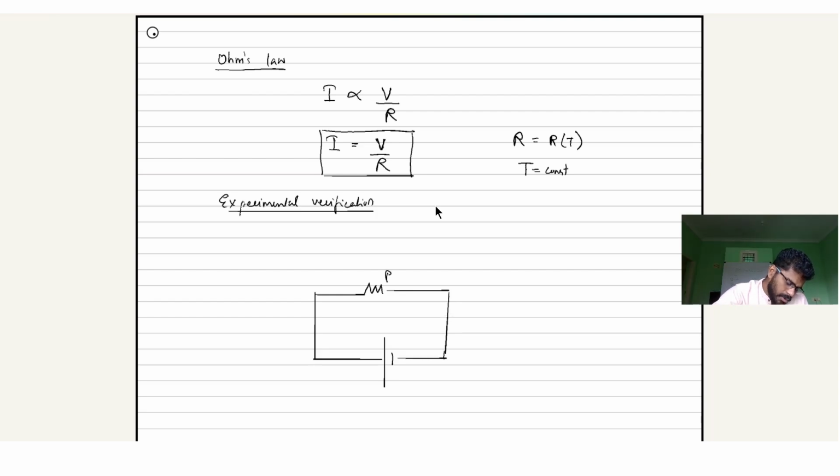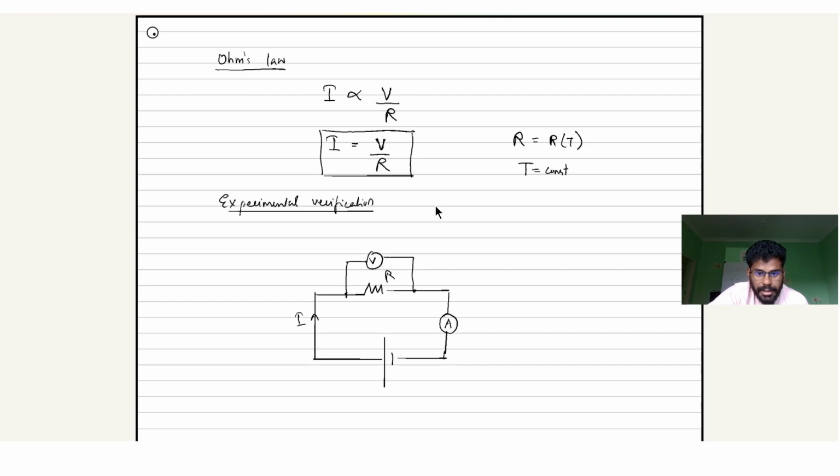So now the current flows in the circuit. To measure the current, I can connect an ammeter. And to measure the potential difference across the resistor, I can connect a voltmeter. I hope the ideas of ammeter and voltmeter are known to you all.